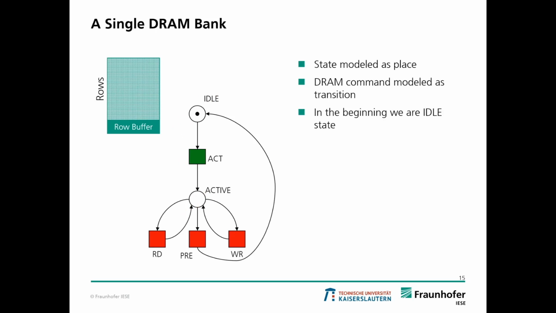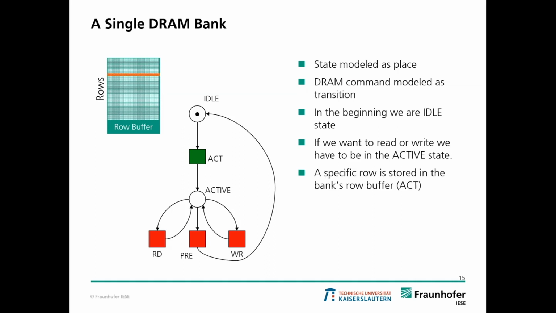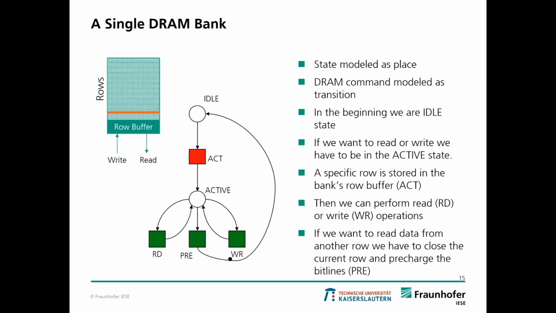And in the beginning, we're in the idle state. And if you want to read or write, we have to go into the active state. So we send an activate command to the DRAM, and then we get the data from this specific row into our row buffer, and we move the token from the idle state to the active state. And now we can perform read operations and write operations. And if we are done and we want to read data from another row, we just issue a precharge command and we are back in the idle state.